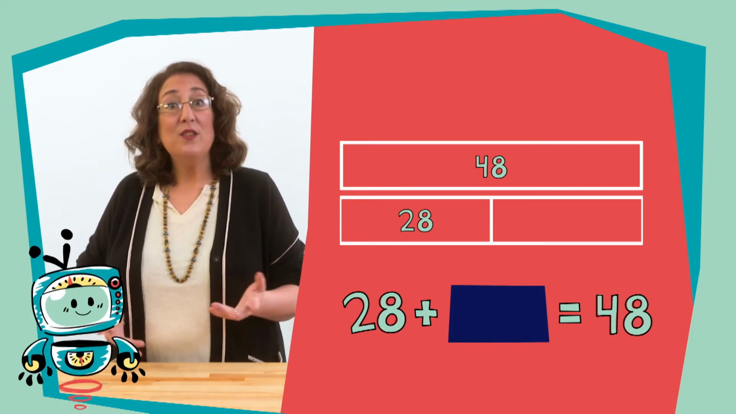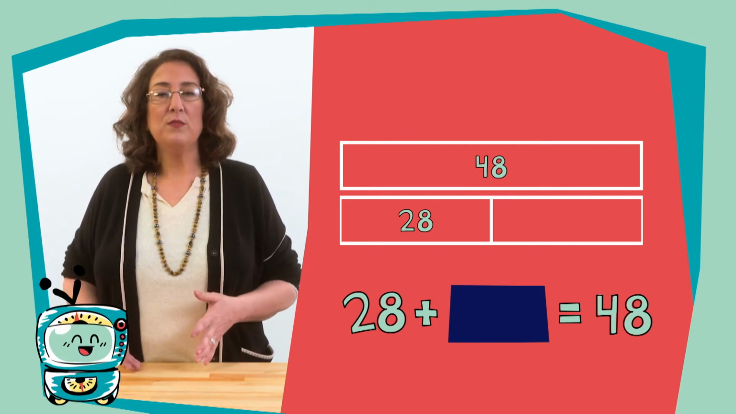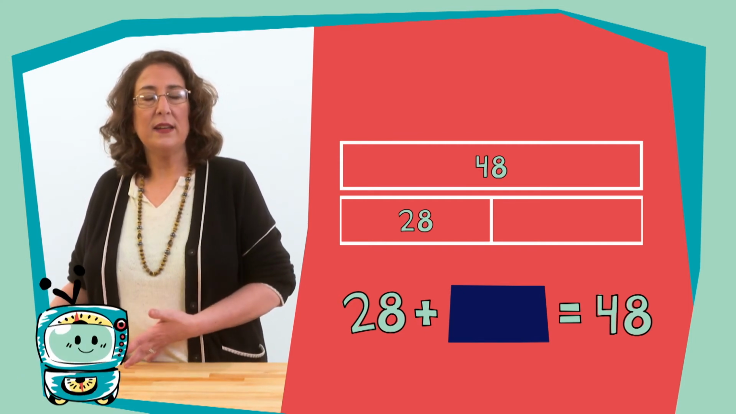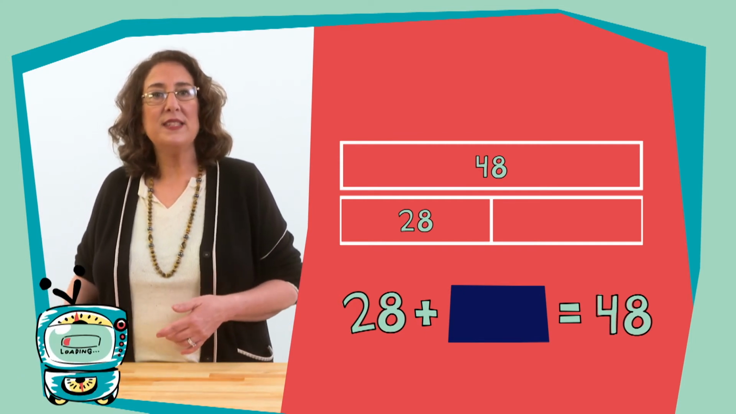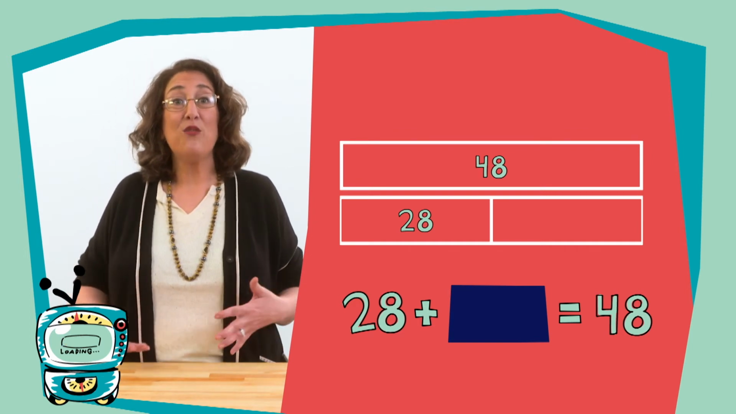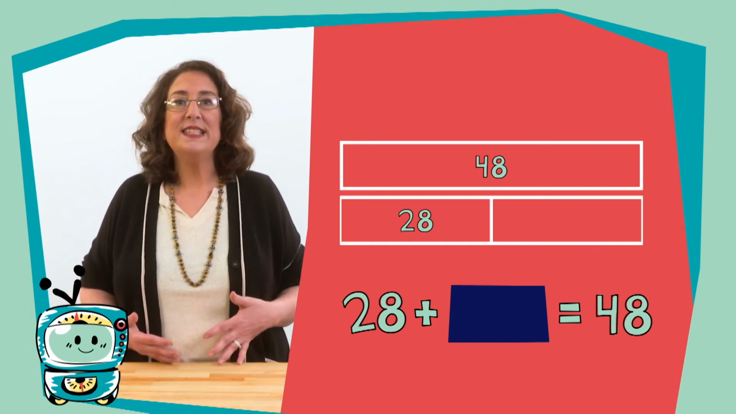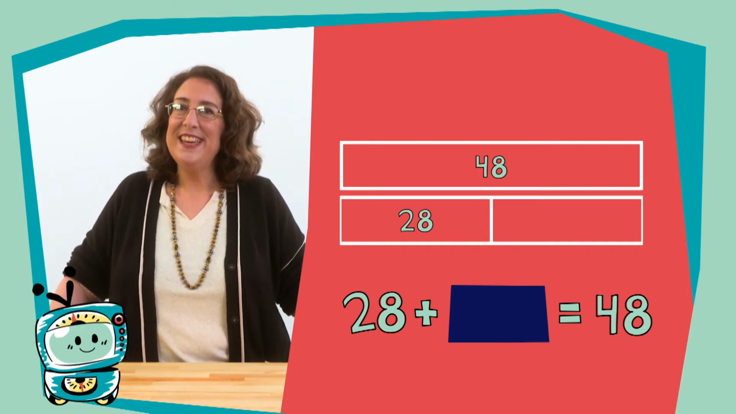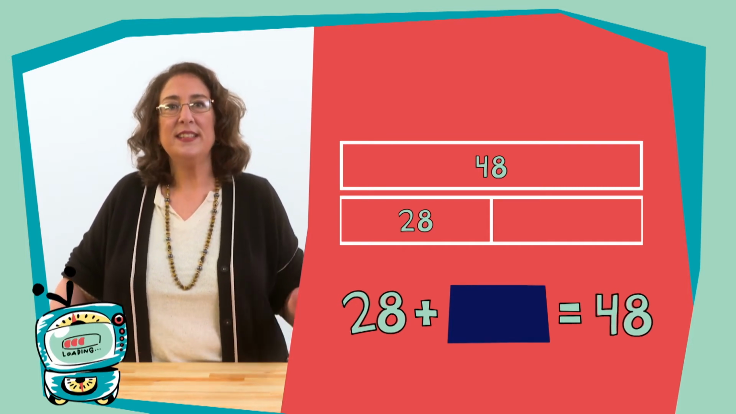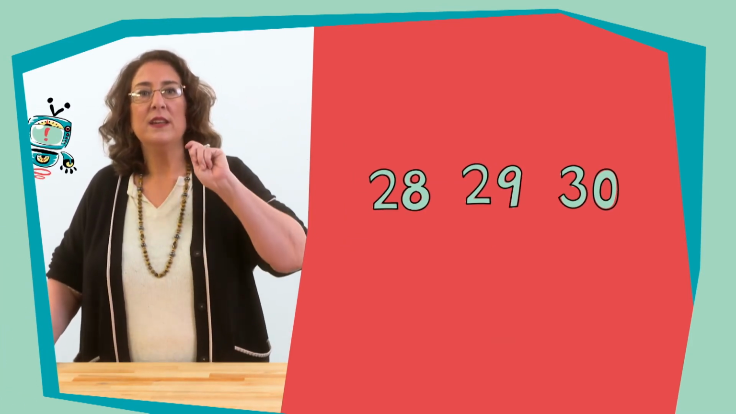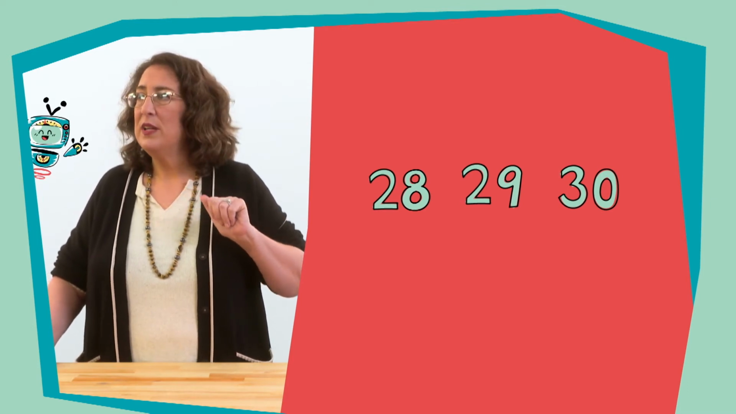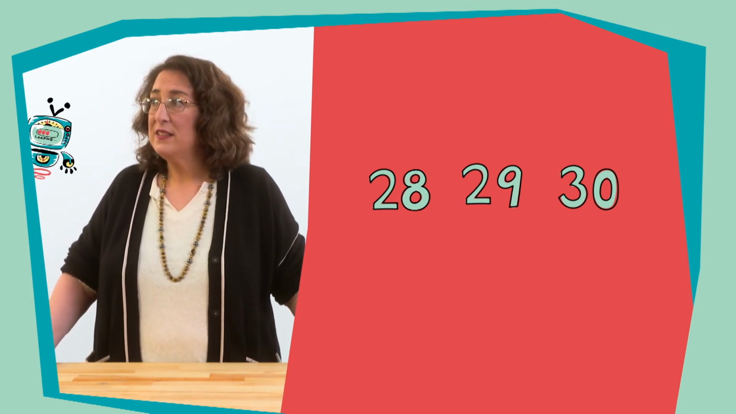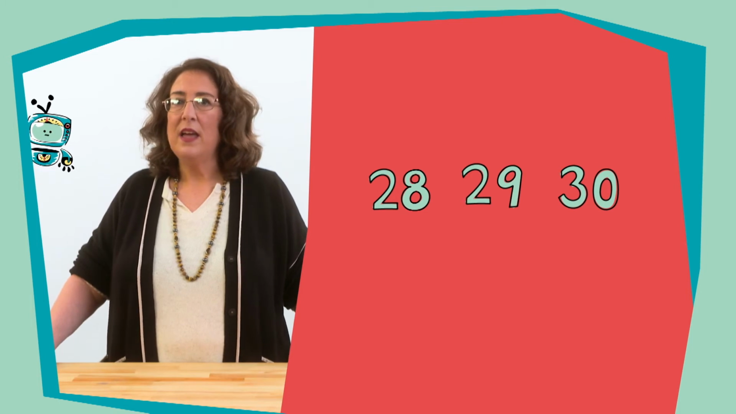I heard you say that we could count up from 28 to 48 because the amount of counts it takes to get from 28 to 48 will represent the difference between the two numbers. Great idea. Let's do it. Let's count. Okay. 28, 29, 30. What? Why not, Splat?